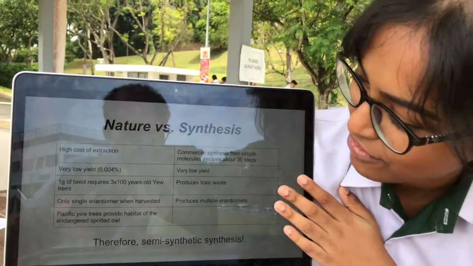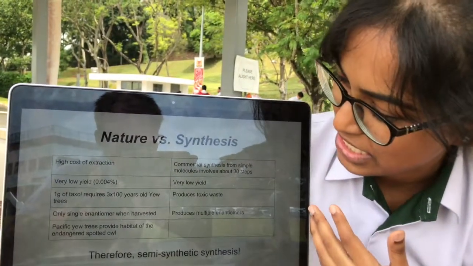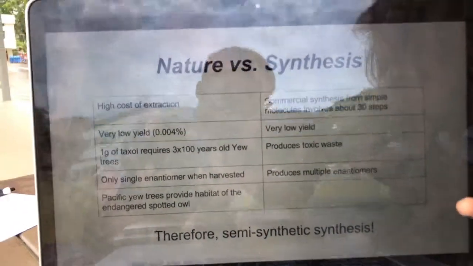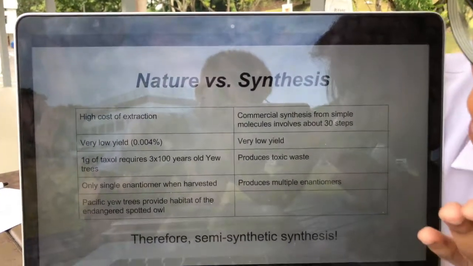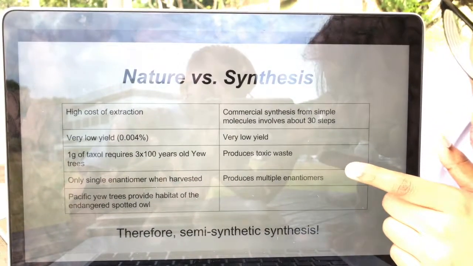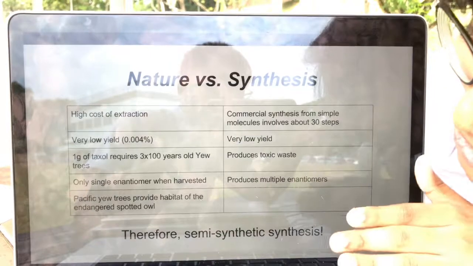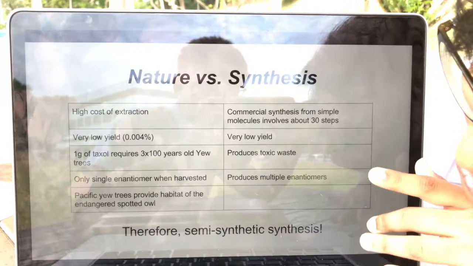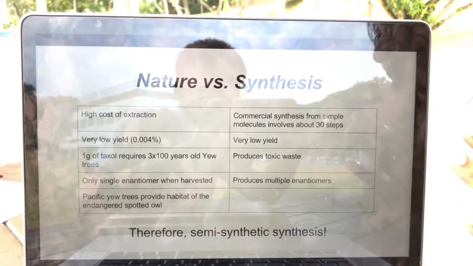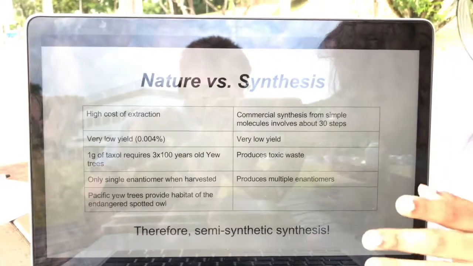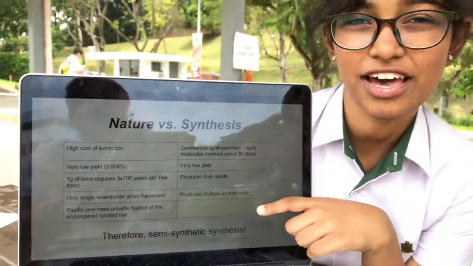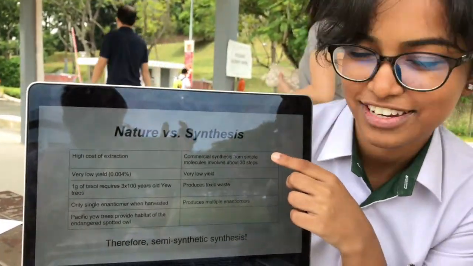So you can see here the benefits of nature versus synthesis. If you produce Taxol from nature, there's a very high cost of extraction but a very low yield, and 1 gram of Taxol requires 100-year-old yew trees, and only a single enantiomer is produced when you harvest it from the tree naturally. So that's good, but you need so many trees. And the Pacific yew trees also provided a habitat for a lot of animals in nature.